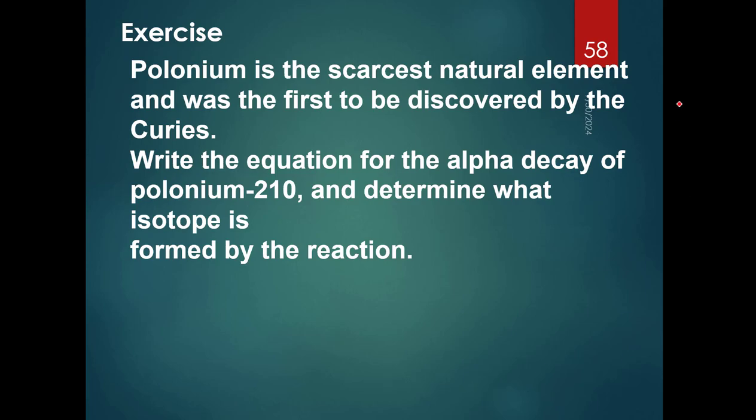Polonium is a scarce natural element. Remember, this is the element which Madame Curie discovered, radium and polonium. She named polonium after her original country, Poland. It's a very rare natural element. And we have to write an equation for the alpha decay of polonium 210, and to tell what isotope is forming by the reaction. So it's Po, 210 is the mass number. So it goes by a helium 4, 2 plus, we have to figure out, like we have to look up the polonium. So atomic number of polonium is 84.